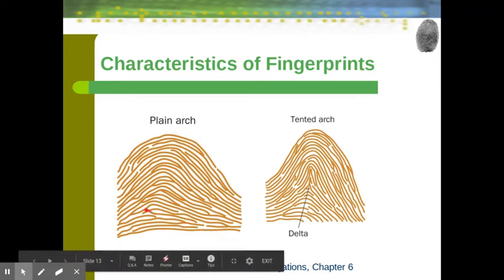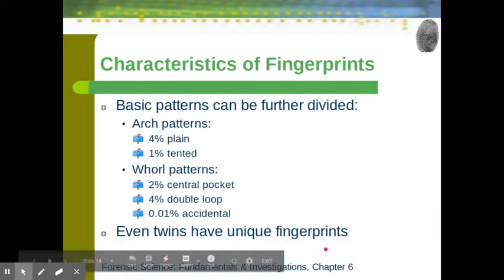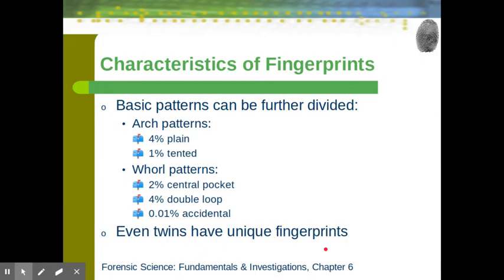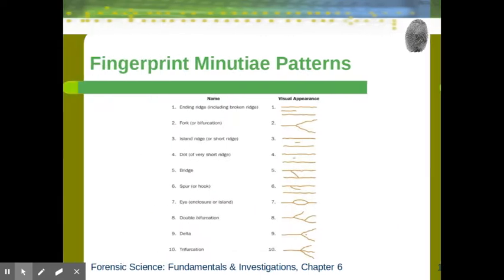Arches. So this one's a plain arch, just kind of easy in and out. Whereas a tented arch, you have a much sharper, pitched tent-like thing here. And of course, you've got a delta in there too. So again, you can divide these patterns up more as to what percentage of the population has these things. And again, we note even identical twins have unique fingerprints.